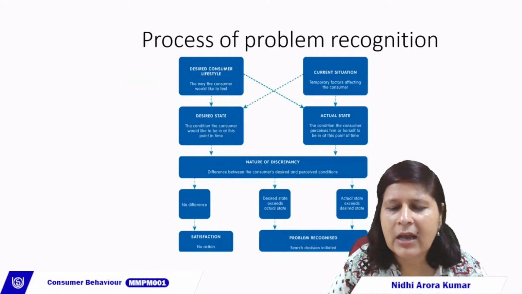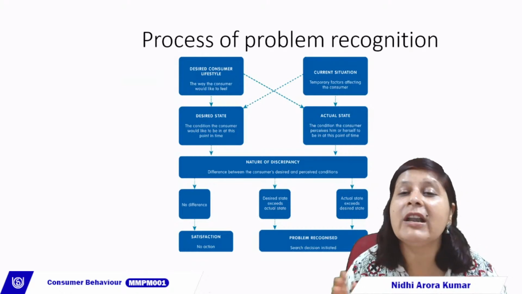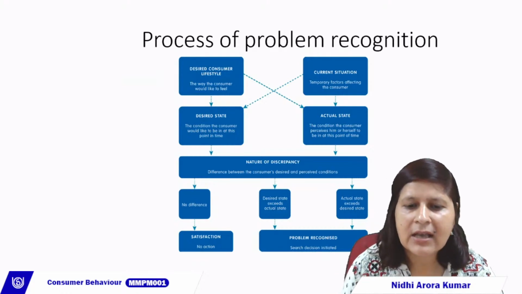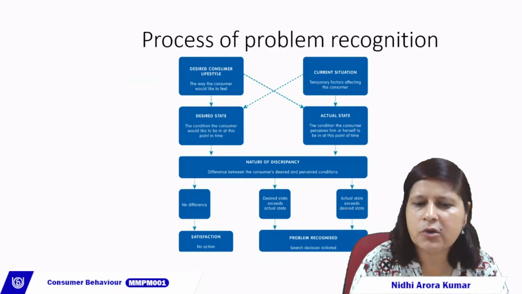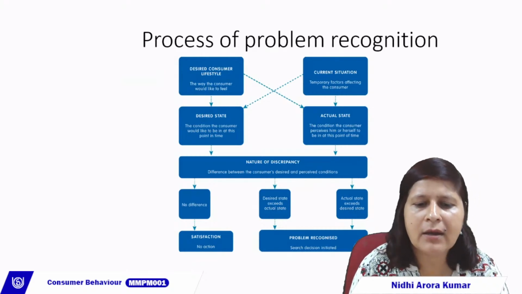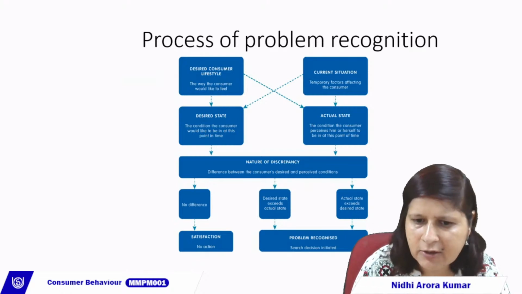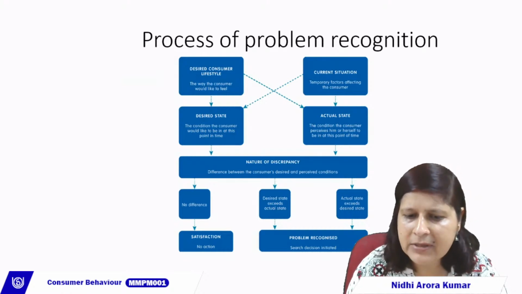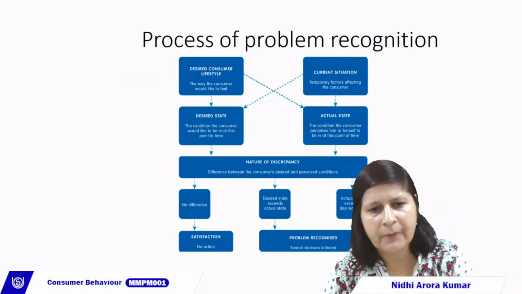See, desired consumer lifestyle, what a consumer wants, right? The way the consumer would like to feel, what I want. The desired state is the condition the consumer would like to be in at this point of time. What is desired by the consumer, right? And it would lead to the nature of discrepancies, the difference between the consumer's desired and perceived condition, right?